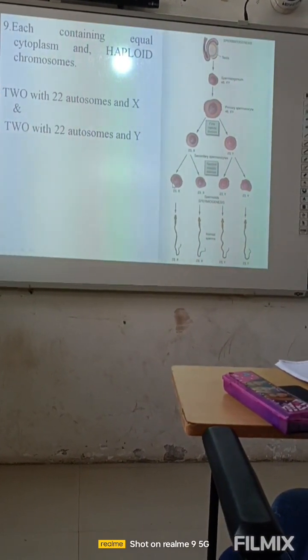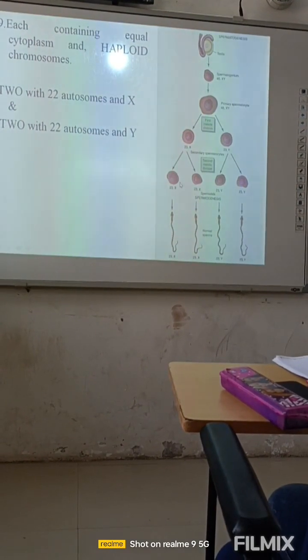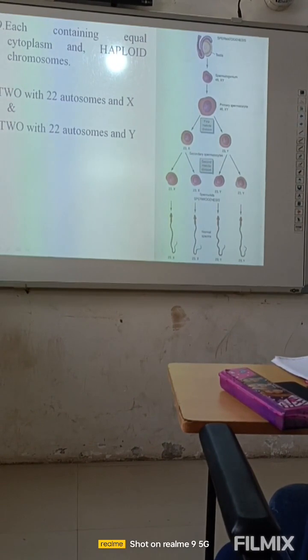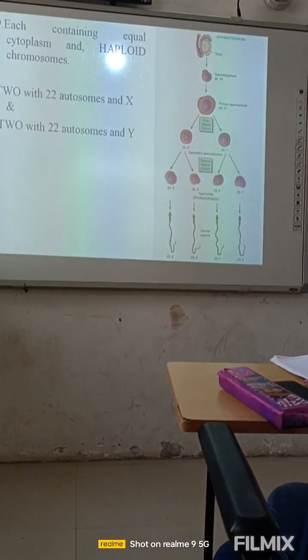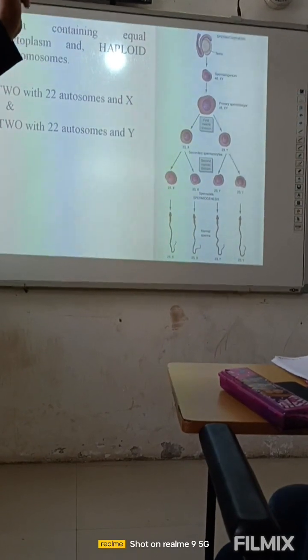There are 4 spermatids, the spermatogenesis process, and then formation of 4 sperm. So this is the normal process for formation of the male gamete. Clear?